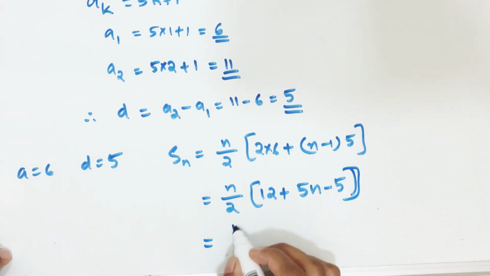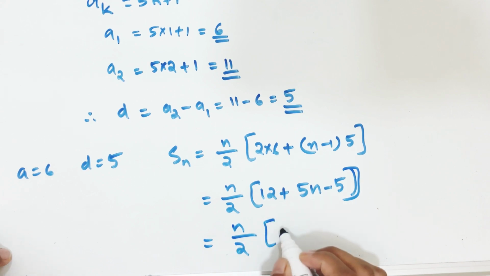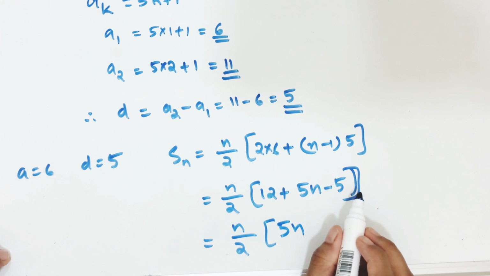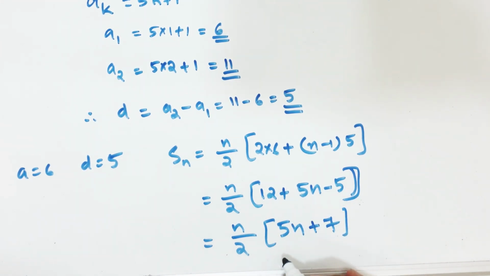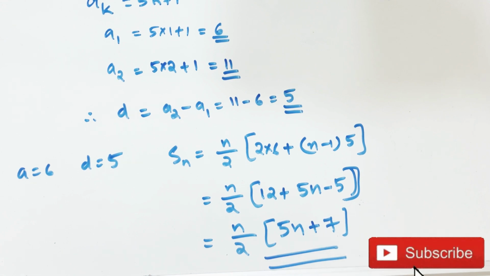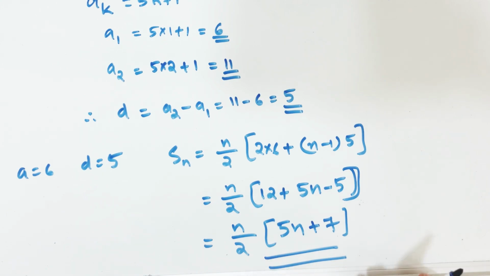Which is equal to n by 2 into 12 plus 5n minus 5, which is equal to n by 2 into 5n plus 7, since 12 minus 5 is 7. So this is the answer. Sn is equal to n by 2 into 5n plus 7. We can substitute if we have n. n is not given here, so it's enough.